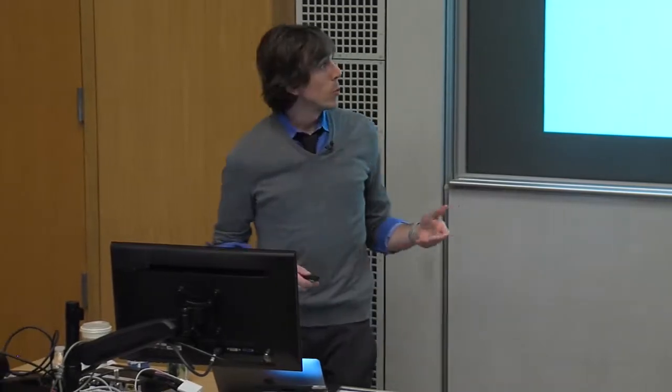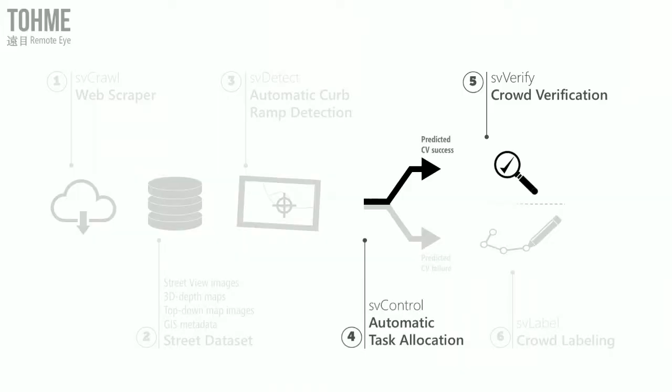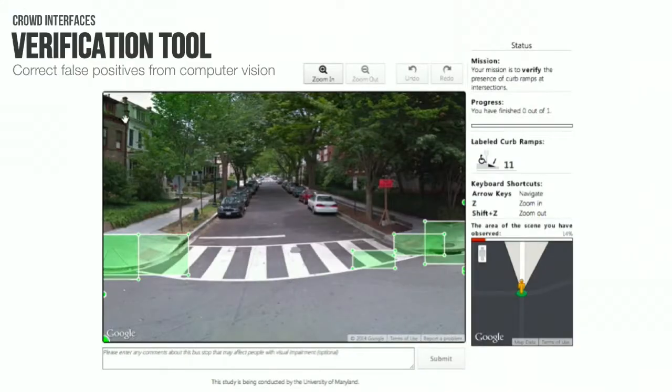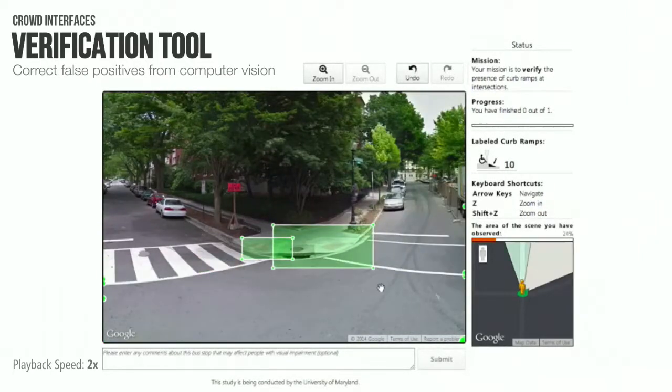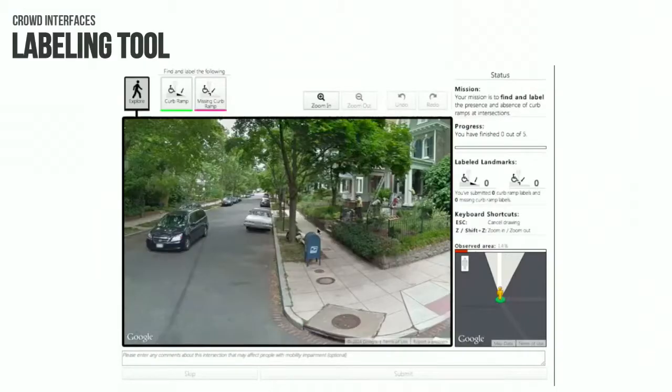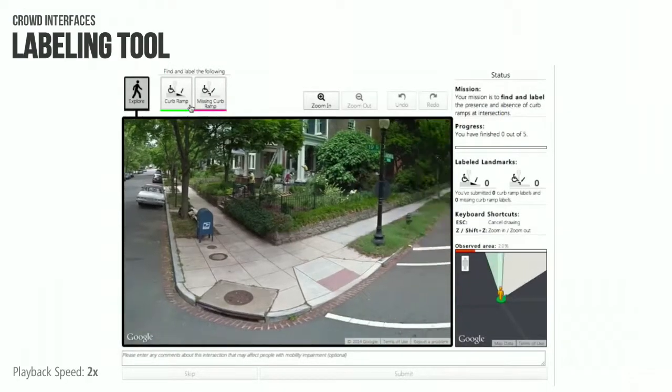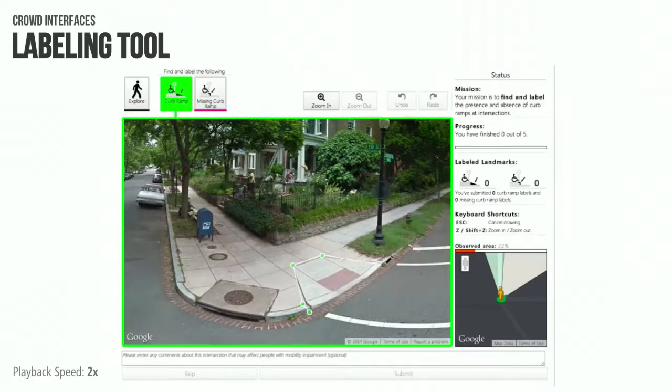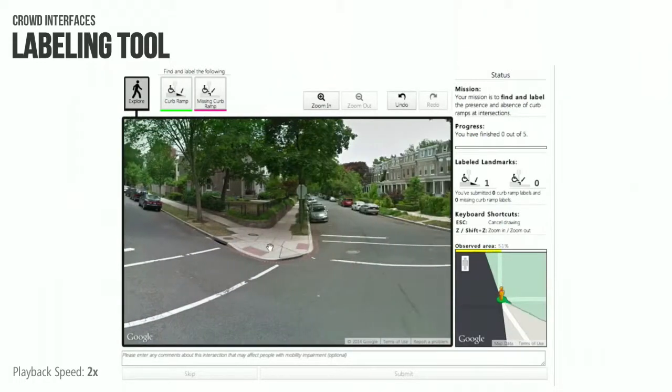OK, and so if the task controller predicts good computer vision performance, we go to this crowd verifier. And here the crowd can pan and just simply click on incorrect detections. And then the labeler looks like this. Similar to before, you can pan and then just outline curb ramps and missing curb ramps.